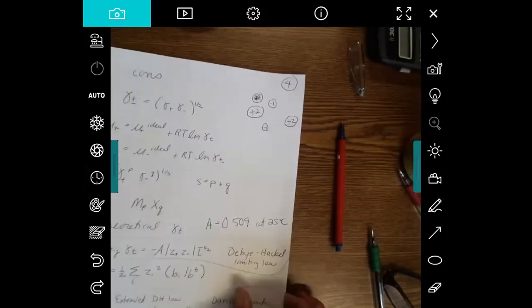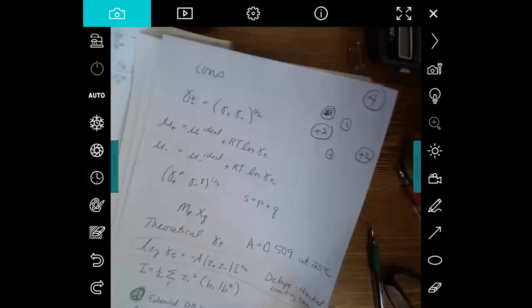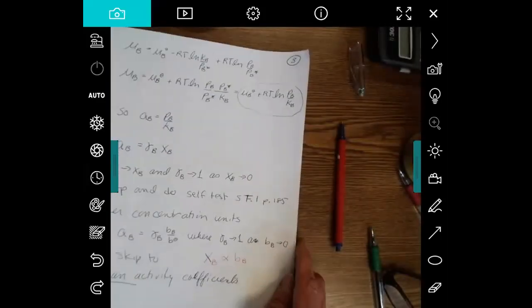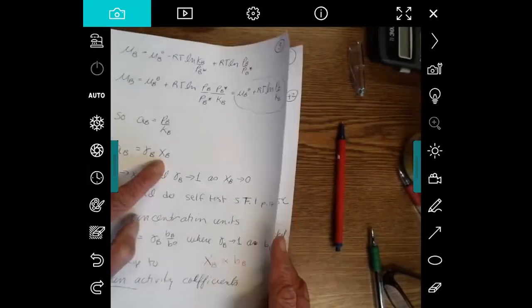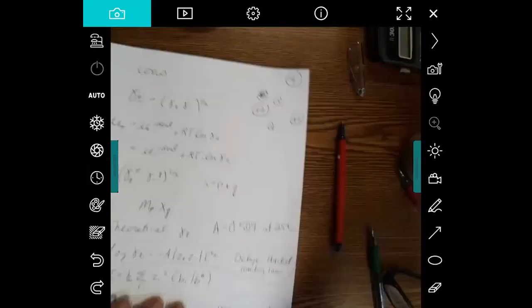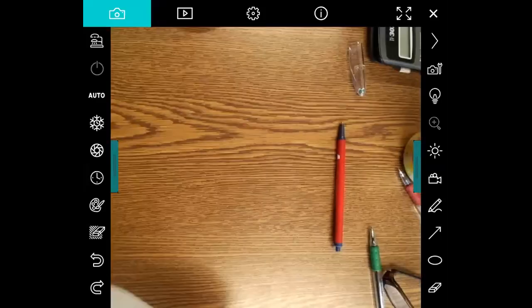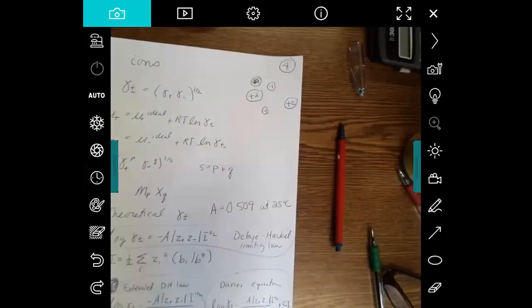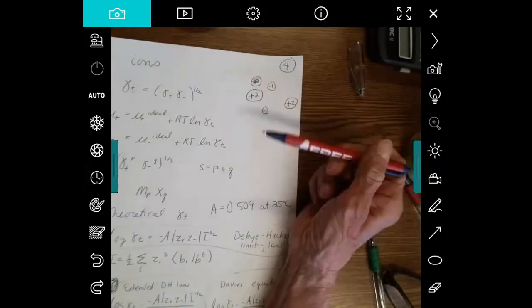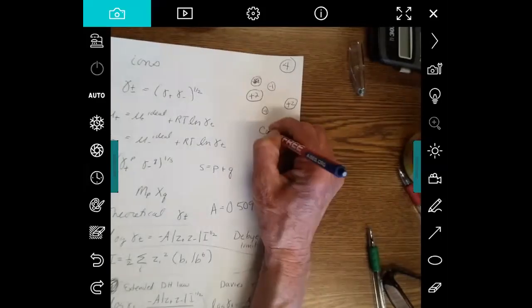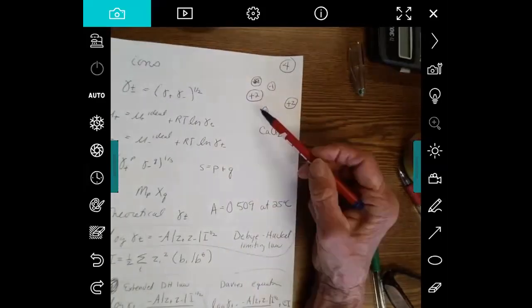So that's why when you look at the activity coefficients, it's always going to be true that the activity is less than the pure solution's concentration. So that's because you're always going to see a lower concentration because of the effects of how ions will arrange themselves in solution.